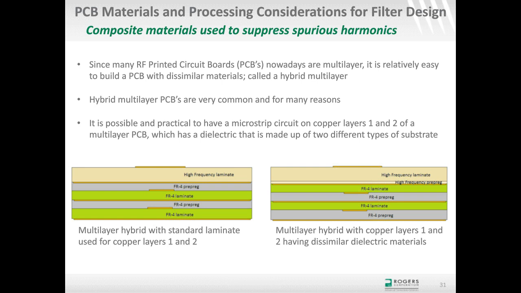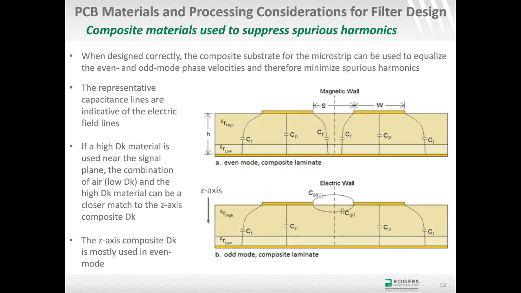So just going down this path a little bit more, here are some cross-sectional views of even and odd mode of circuits that are microstrip coupled and using composite materials with high dielectric constant. That's the epsilon sub r high, and epsilon sub r low is the lower dielectric constant. So the material closest to the signal plane is the higher dielectric constant. The material closest to the ground plane at the bottom is the lower dielectric constant.